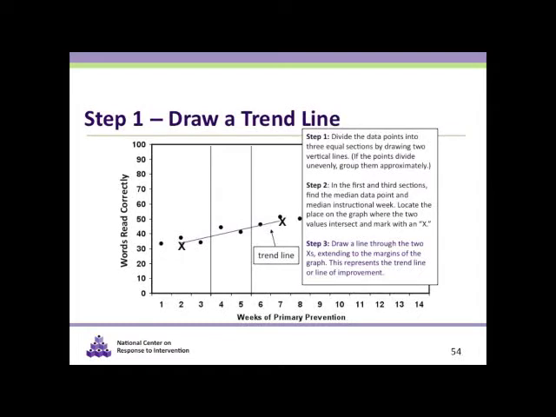In this example, the median data point for the first section is 34, and the median instructional week is 2. Mark where these values intersect with an X. In the third section, the median data point is 50, and the median instructional week is 7. Mark where these values intersect with an X. Draw a line through the 2 X's, and this is the trend line and shows the rate of improvement.